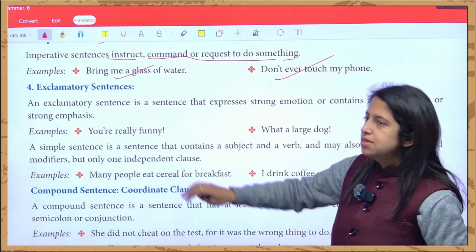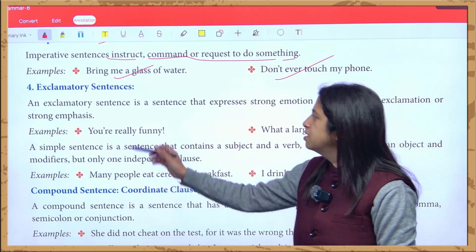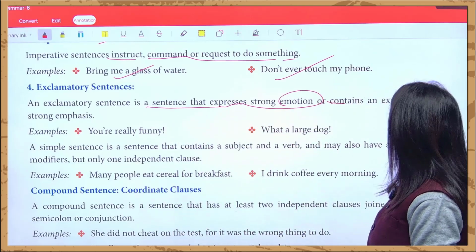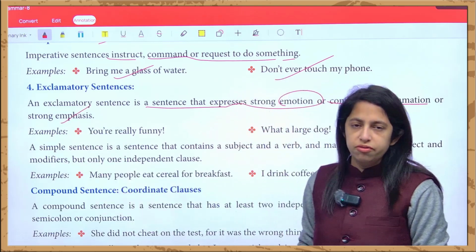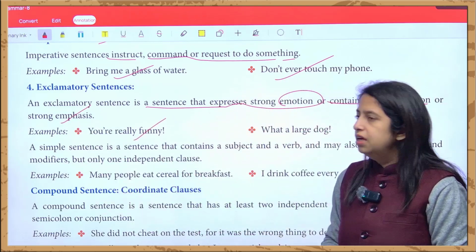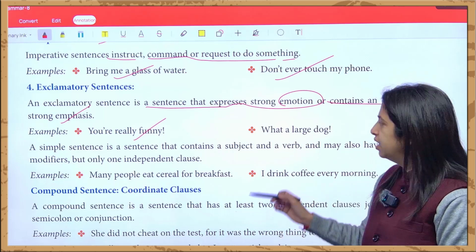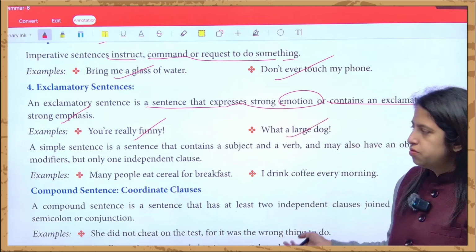Moving on to the next, the exclamatory sentence. It expresses sudden emotion, right? And contains an exclamation mark because it involves strong emphasis. Like, you are lovely, you are really funny. What a large dog it is, right?